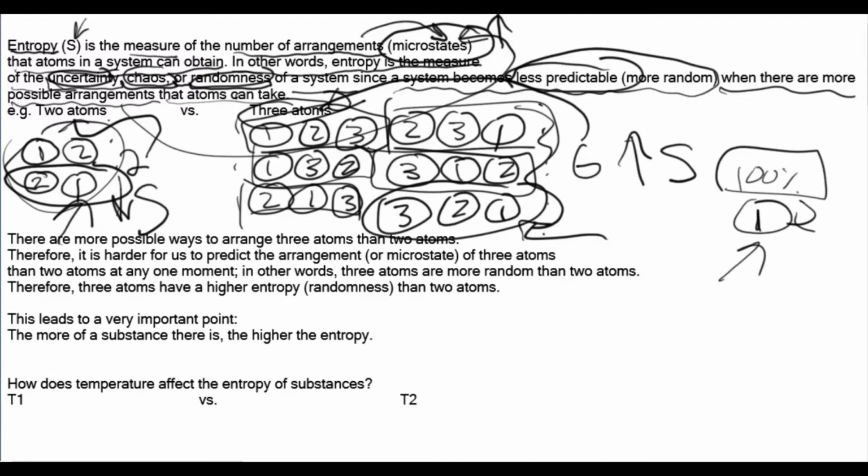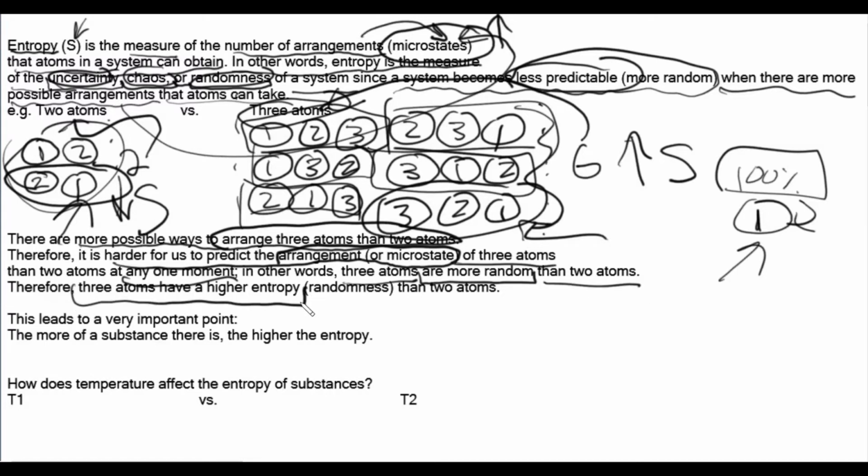So this leads to a very important part about entropy. As we just said, there are more possible ways to arrange 3 atoms than 2 atoms. Therefore, it is harder for us to predict the arrangement or microstate of 3 atoms than it is for 2 atoms at any one moment. Or, in other words, 3 atoms can be more random than 2 atoms. Therefore, 3 atoms have a higher entropy than 2 atoms. And that's basically the summary of what I just said.